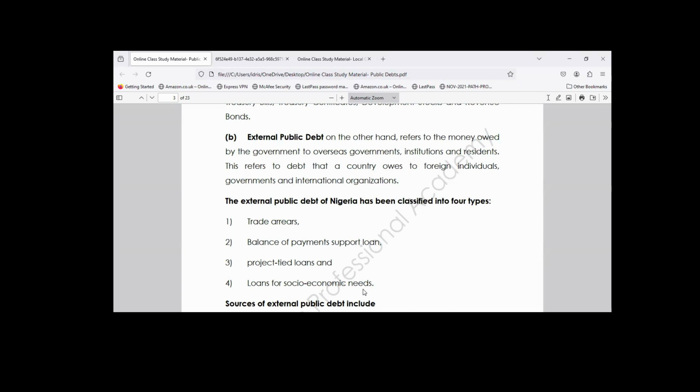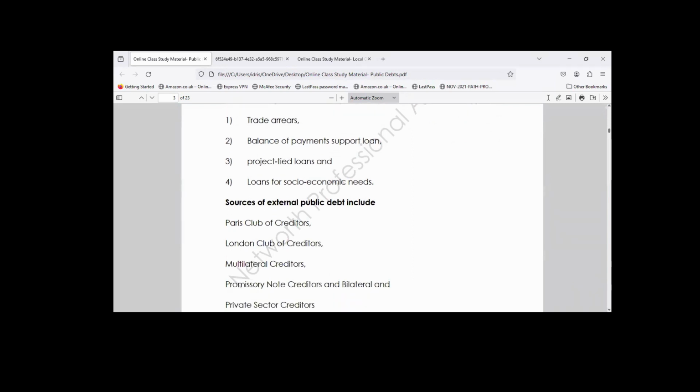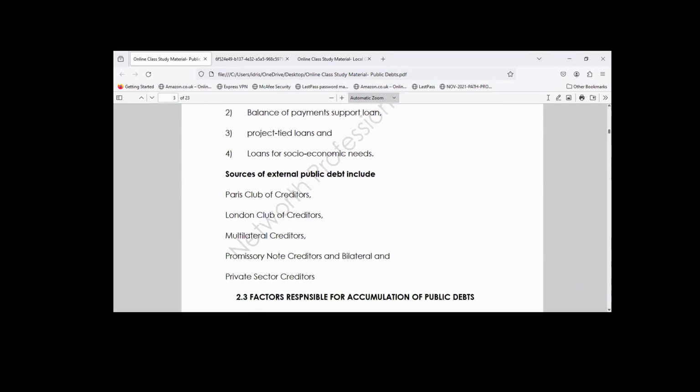So are we making sense? Am I making sense? So those are the types of external loan. Sources of external loan. Where can I get external loan?